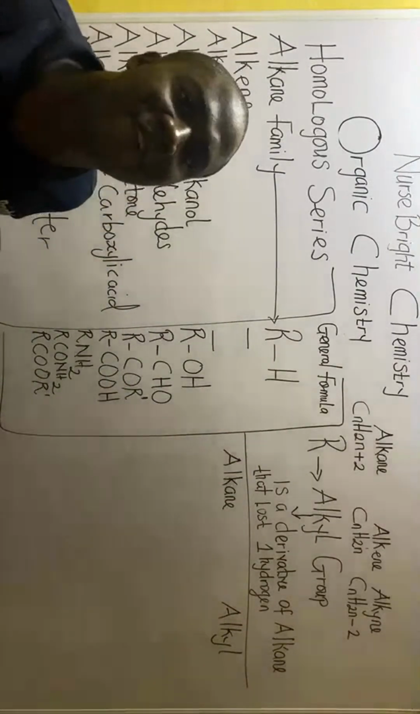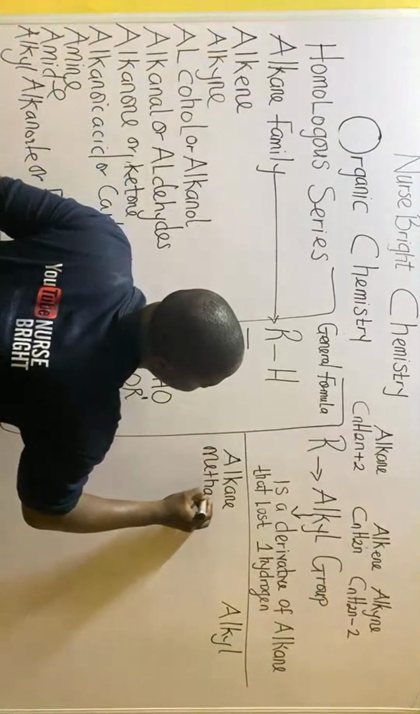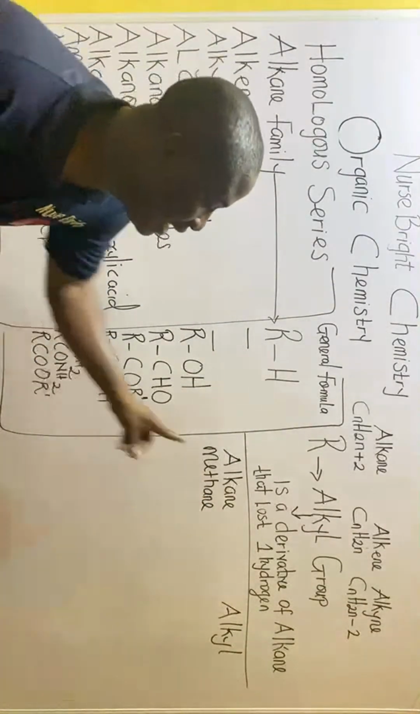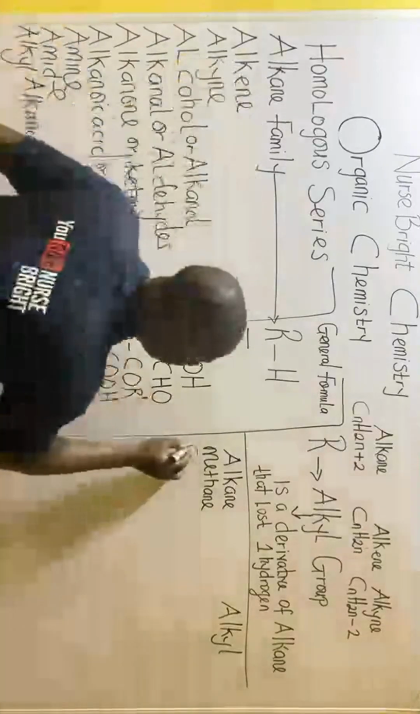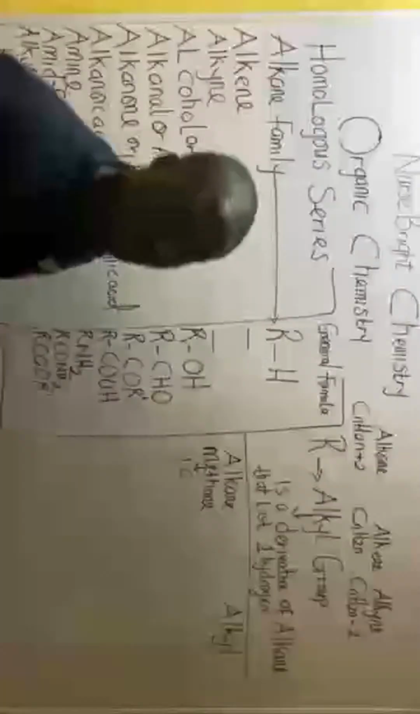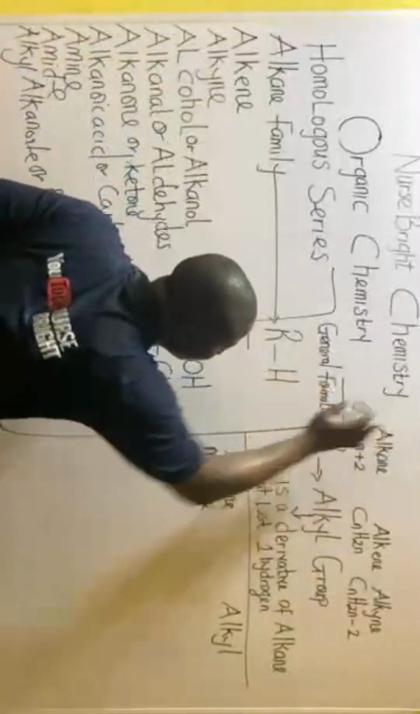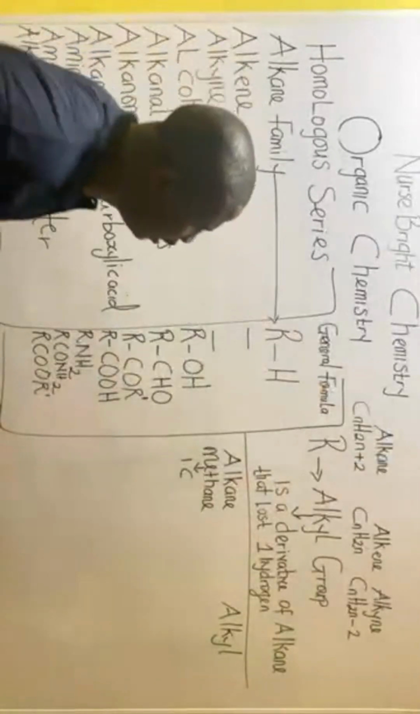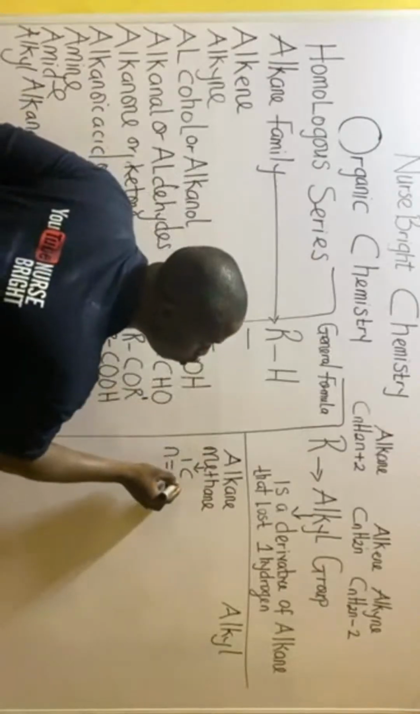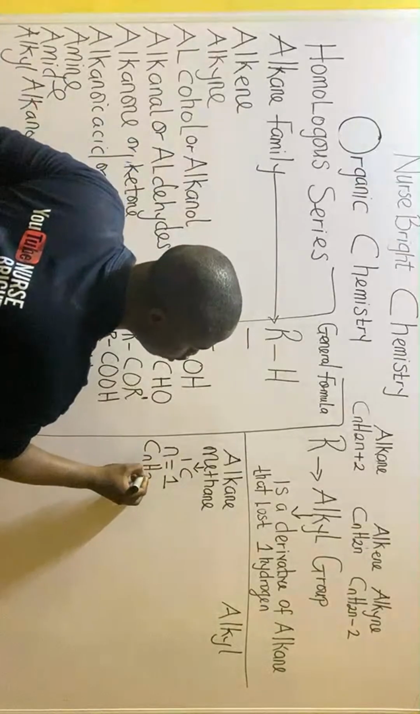What's the first member of the alkane family? Something you should know: the first member is methane. Methane has how many carbons? One carbon. So we can use it to calculate the chemical formula for methane. Let's solve it together using the general formula CnH2n+2, where n is the number of carbons the compound has. Methane has one carbon. Anything that is meth- has one carbon. So n is 1.